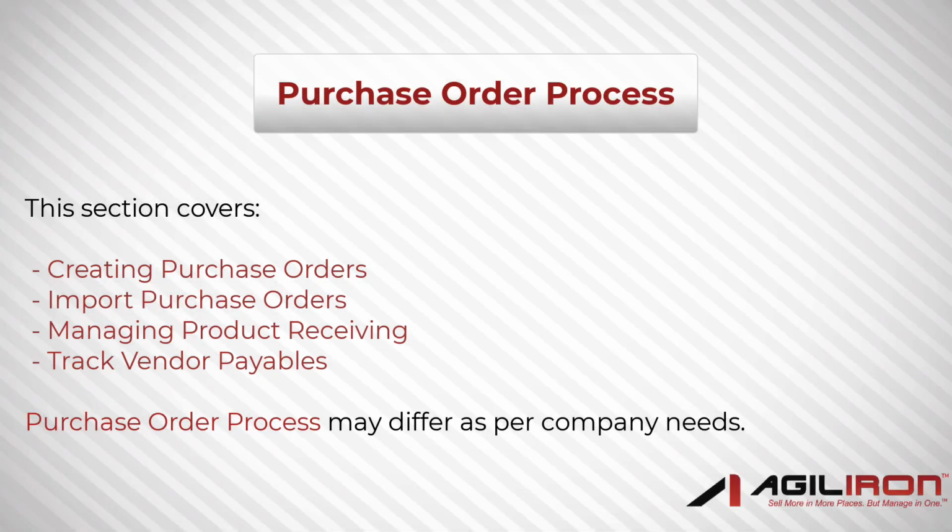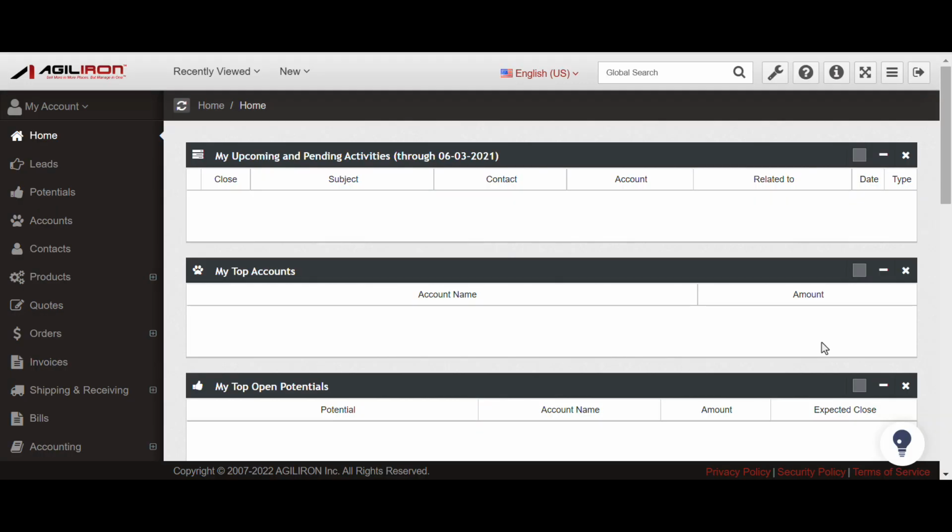The next section is related to the purchase order process. This section covers creating purchase orders, importing purchase orders, managing product receiving, and tracking vendor payables. The purchase order process may differ as per company needs. However, the first step remains the same: creating products and vendors in the Agiliron system before creating a purchase order. Now let's walk through creating a purchase order.